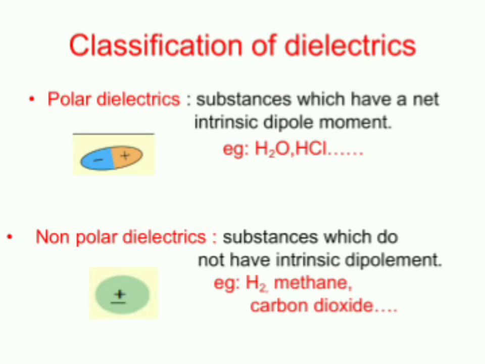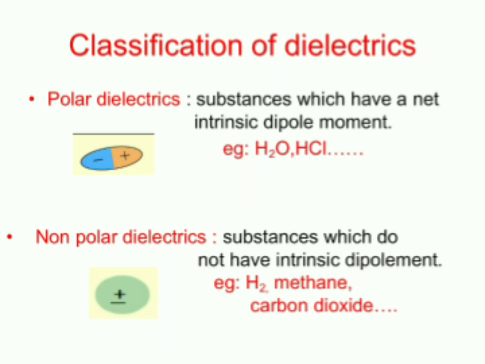Coming to the classification of dielectrics, we basically classify them into two types: polar dielectric and non-polar dielectric. Polar dielectrics are substances which have a net dipole moment. If you take the example of HCl, H plus and Cl minus, it has a dipole moment. So each molecule has a dipole moment. We call this the intrinsic dipole moment.